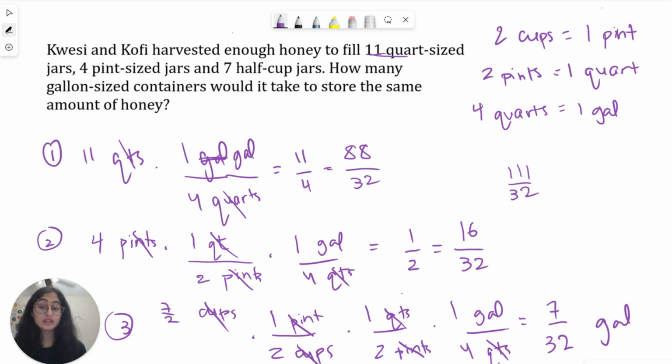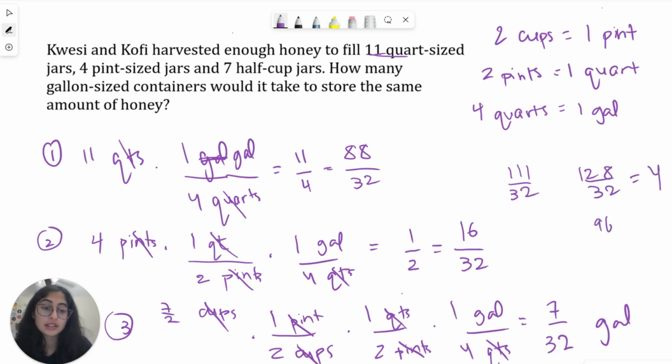But that is not a whole number. Can we have 111 thirty-seconds of a gallon-sized container? No, we can only have whole number gallon-sized containers. So how many will we need to store this much honey? Well, 3 times 32 is 96, which is too small. We need more than that. But 32 times 4 is 128, so 128 over 32 is equal to 4.